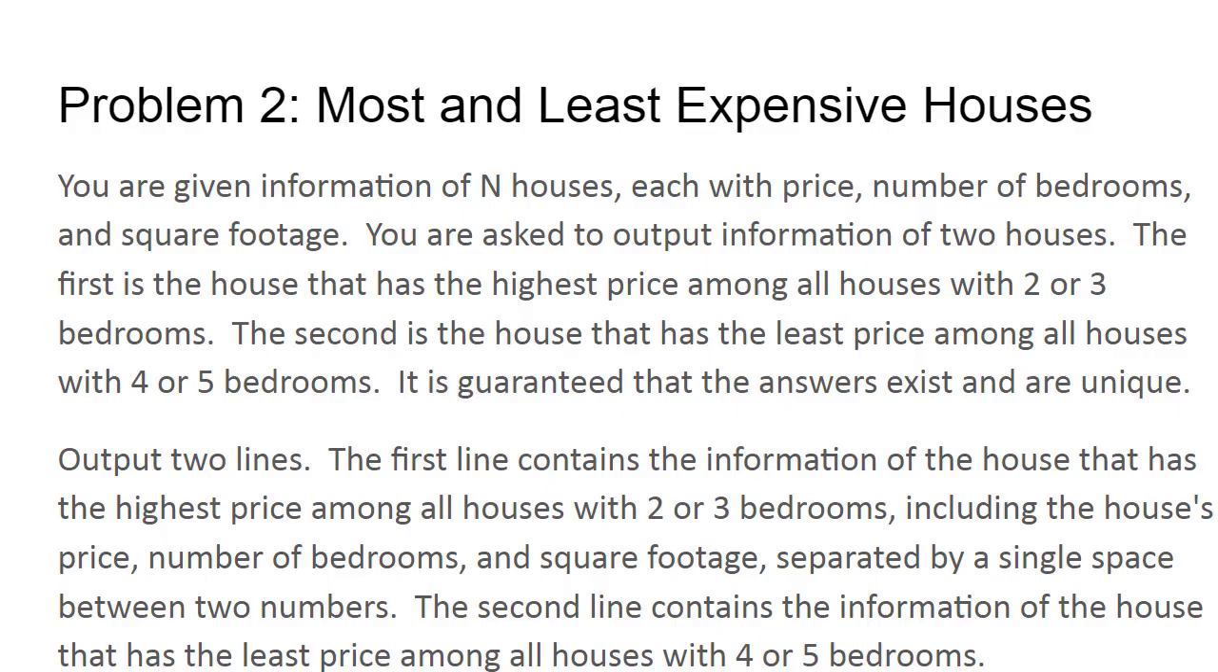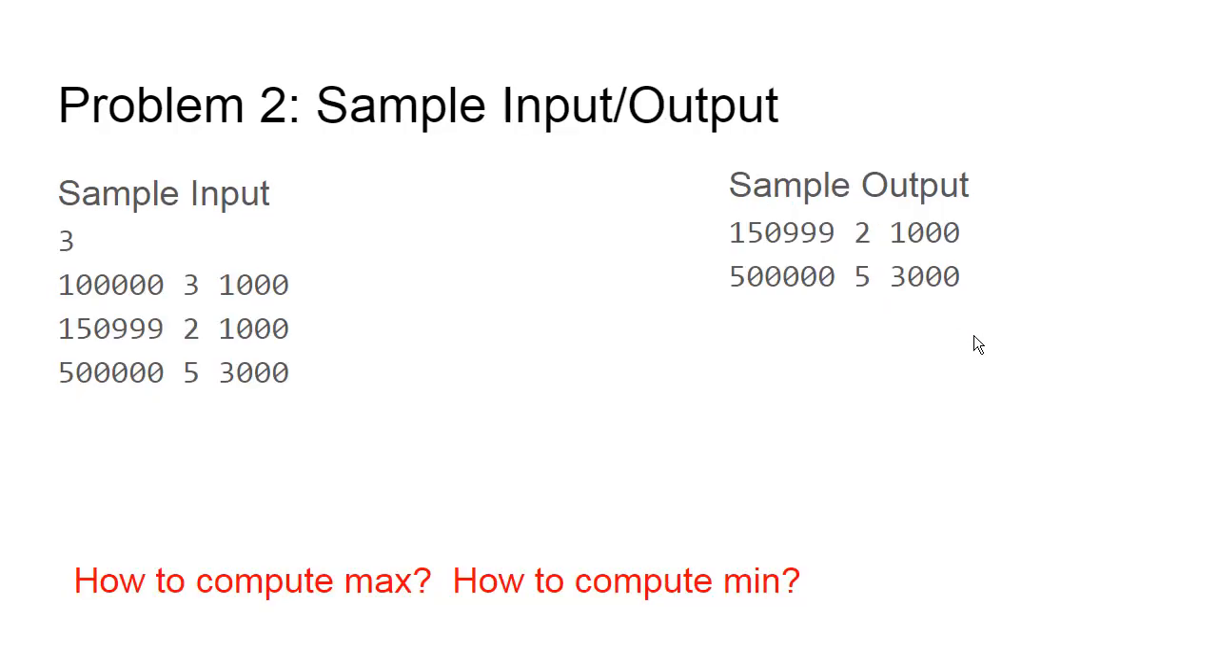Let's look at this problem again. So the goal is to find the most expensive house among those with either 2 or 3 bedrooms, and also the least expensive house among all houses with either 4 or 5 bedrooms. So it should be pretty clear what this question asks to do.